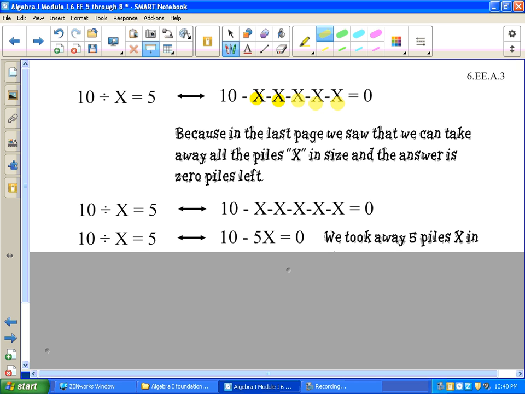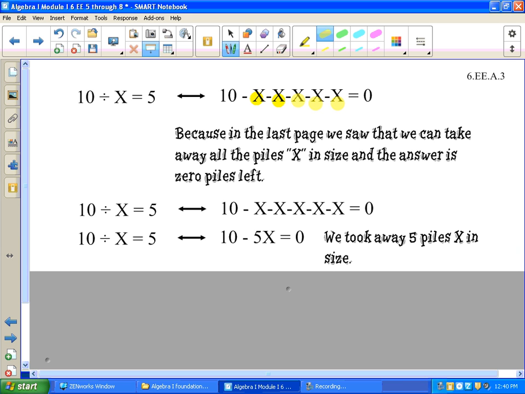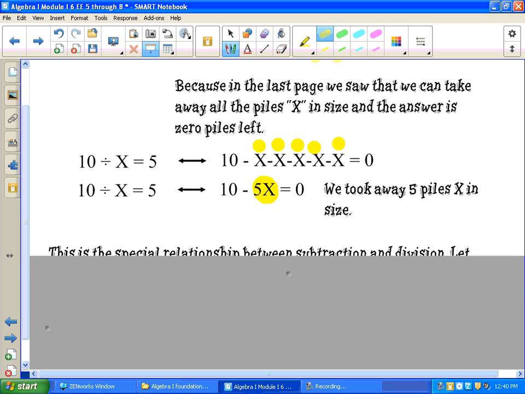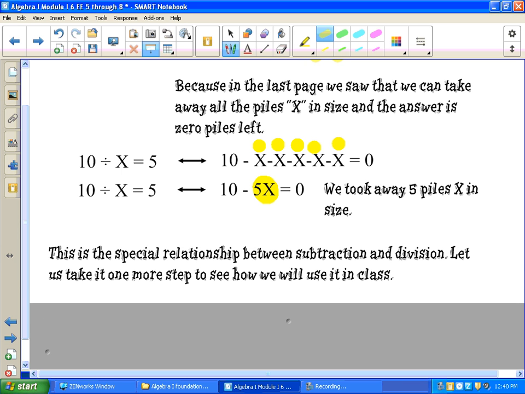So here is the same statement again, but now what I did here was I'm taking away 5 piles of x. Okay, so I'm not doing them individually. I combined the like terms. Remember from previous lessons how we can combine like terms? This is the special relationship between subtraction and division. Let's take it one more step and see how we're going to use it in class.